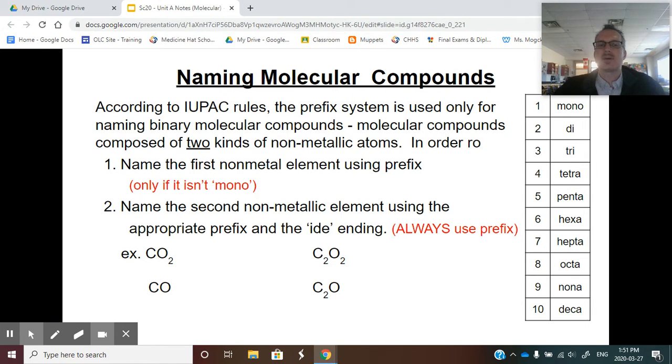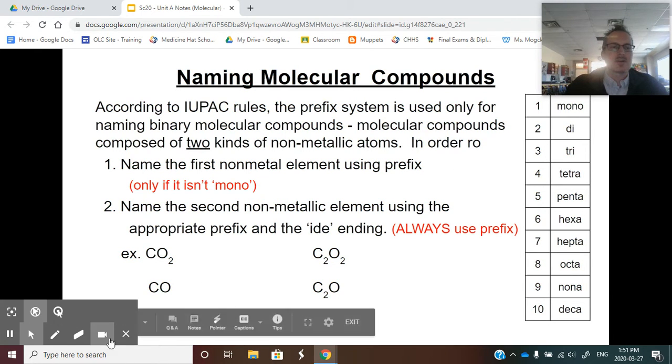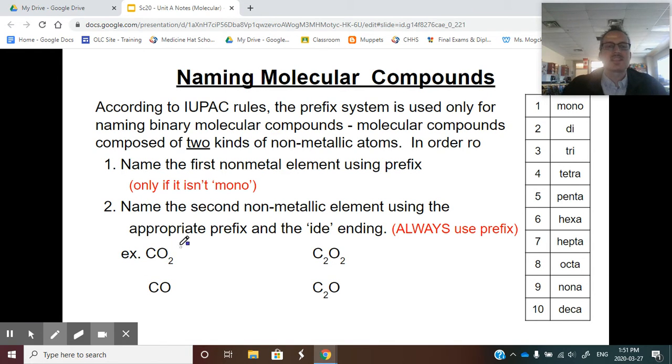So what I would like us to do is let's try an example. I always tend to do my examples in a certain order. So I'm going to come over here and grab a pen. And let's start with CO2.